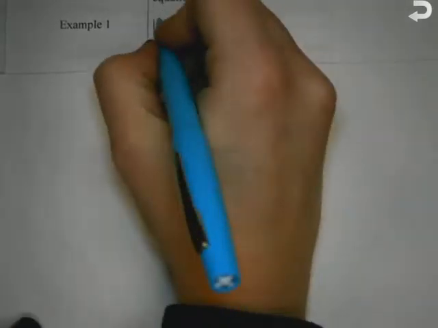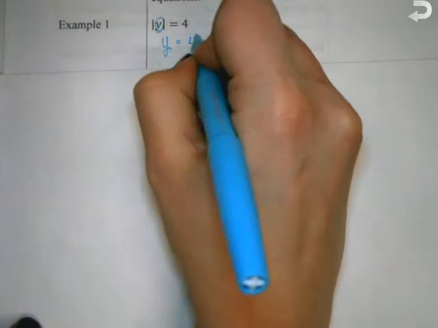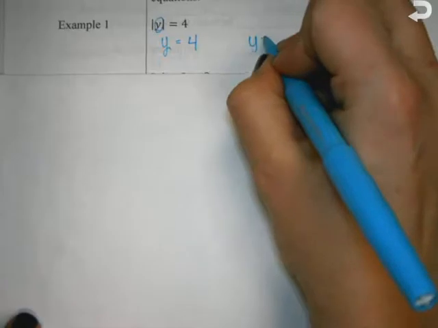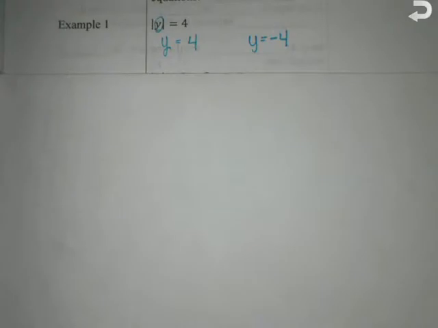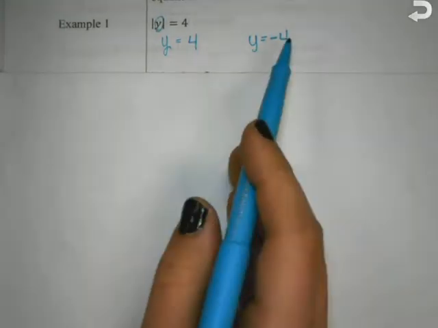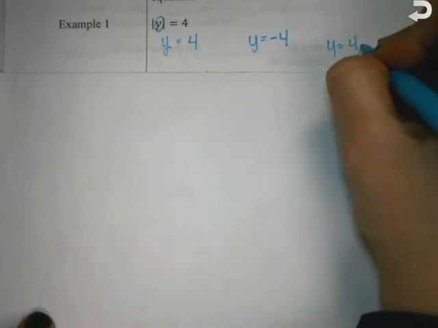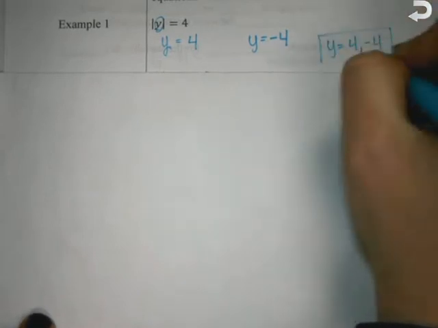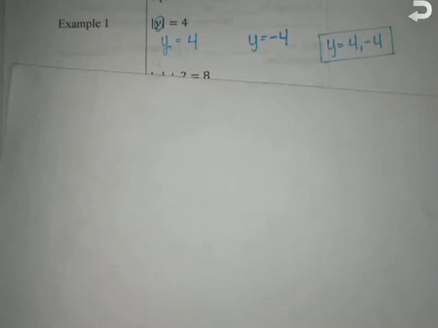Okay, so example number 1. We have absolute value of y equals 4. So the first question we need to ask ourselves is, is the absolute value by itself? Yes. So we can take down the bars and just have the inside of the absolute value, y, equal to the positive 4, and y equals negative 4. And then solve for the variable. In this case, we've solved already, right? So y equals positive 4, negative 4. Now that's the easiest kind. But we're going to use pretty much the same idea.